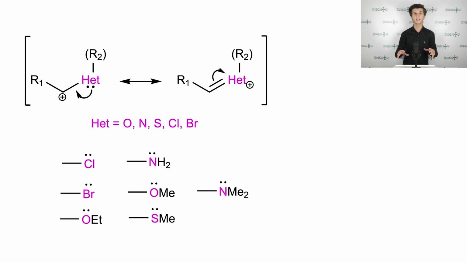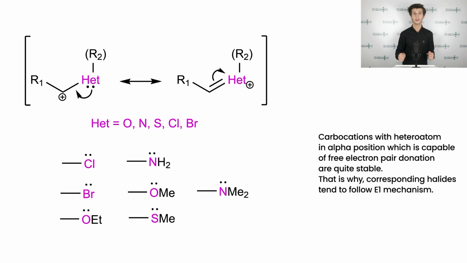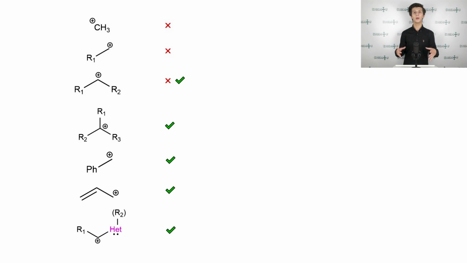Another way of carbocation stabilization is a heteroatom in alpha position, which is capable of free electron pair donation. It also makes it possible to formulate more than one resonance structure, thus stabilizing the whole system. You can see examples of such substituents on the slide, such as chlorine, bromine, OMe, NMe2, etc. That is why we can add such carbocation to the list and put a tick nearby.